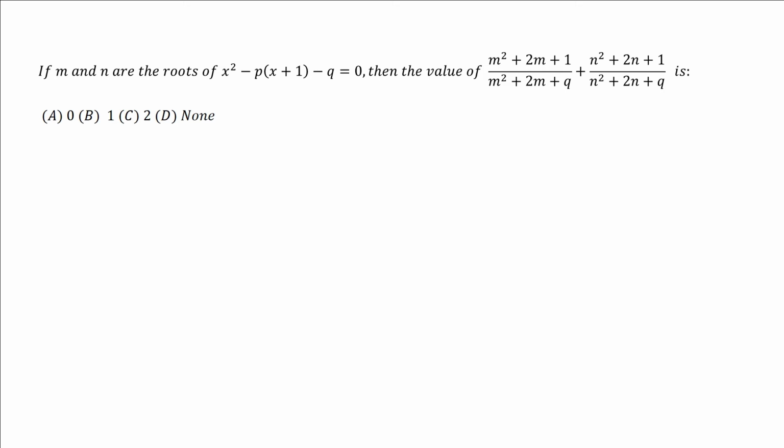So, you take here m and n are the roots of this equation. First, I write the equation x square minus p into x plus 1 minus q equal to 0, which implies x square minus px minus p minus q equal to 0. You take the common negative sign, and this type of equation forms x square minus px minus p plus q equal to 0.